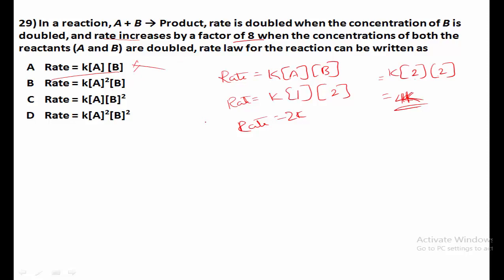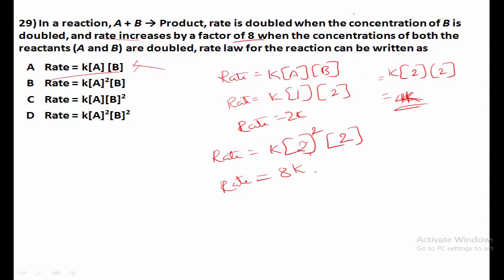Then go for the second expression. Rate is equal to k into, I will directly take this second one only. So the rate increases by a factor of 8 when the concentrations of both A and B are doubled. So I will double the A, A square, and B is also doubled, so twice, as it is. So how much does it become? 2 2s are 4, 4 2s are 8. So 8k. So the rate increases by 8 times when both the reactants' concentrations are doubled.